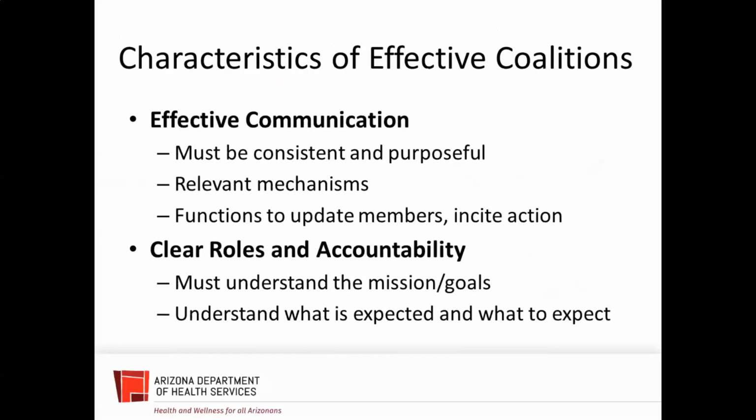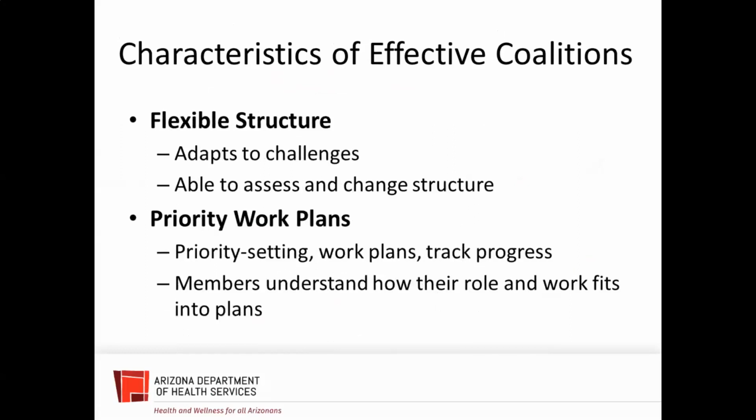Also, effective communication is important. This must be consistent and purposeful. There should be relevant mechanisms and functions to update members and incite action. Also, clear roles and accountability. Everyone must understand the mission and goals and understand what is expected and what to expect as a member of the coalition. Also, flexible structure, so it is adaptable to changes and able to assess and change the structure. And finally, priority work plans. So priority setting, creating work plans and tracking progress, and members understand how their role and work fits into the plans.